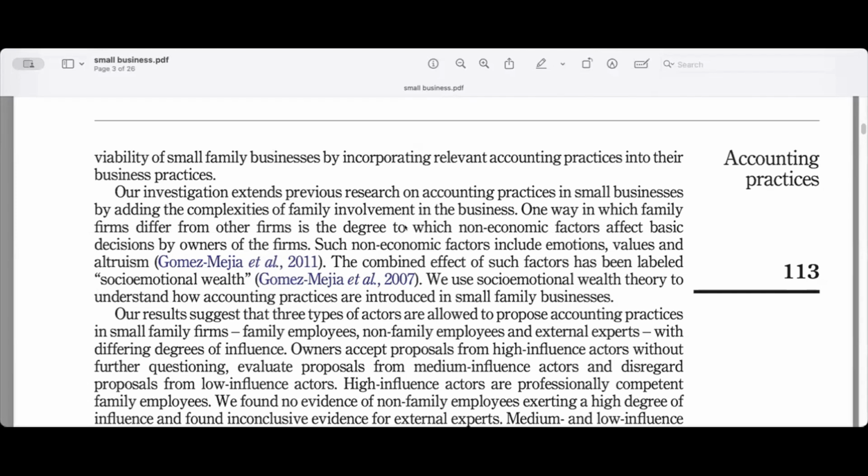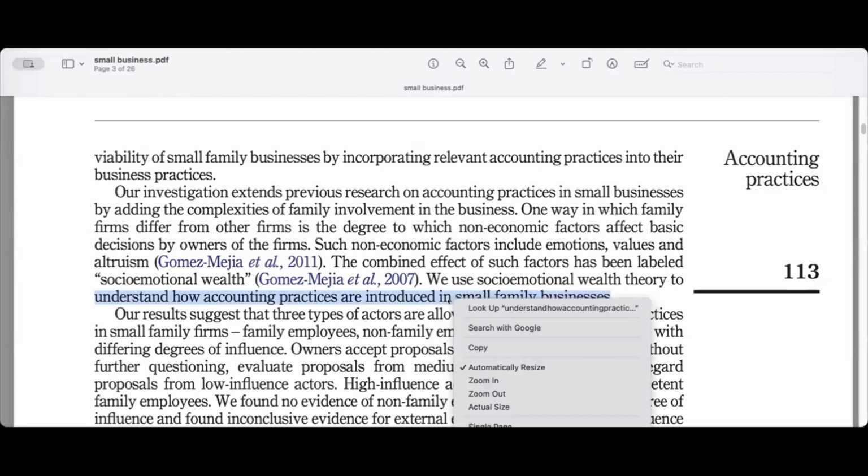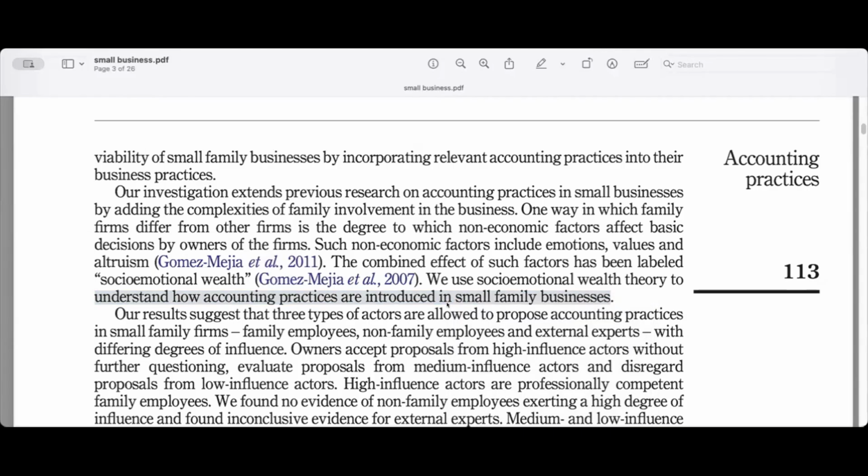Okay, let's continue. He said that one way in which family firms differ from other firms is the degree to which non-economic factors affect the basic decisions of the owners of the firms. Such non-economic factors include emotions, values, and altruism. The combined effect of such factors is called socio-emotional wealth. So we use the socio-emotional wealth theory to understand how accounting practices are introduced in small businesses.